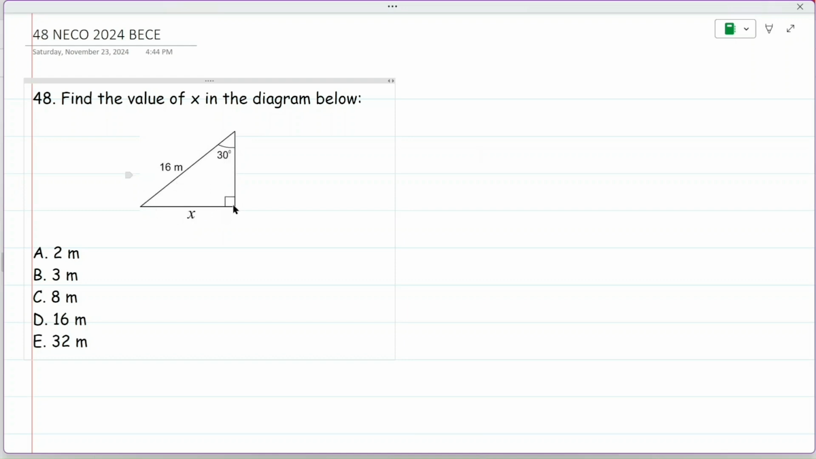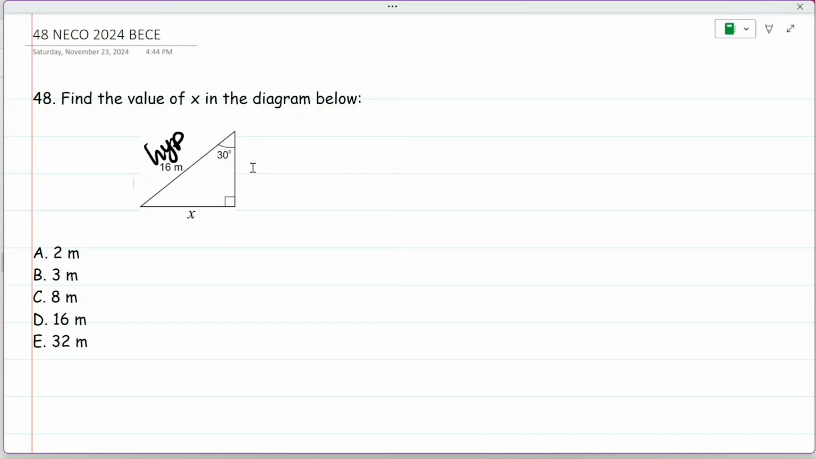Now in this case, like we've done in previous questions, we have to find the hypotenuse first. The hypotenuse is the side that is opposite angle 90. This is angle 90 here. We trace our line to the side, which is this. That's 16 meters. That's our hypotenuse.